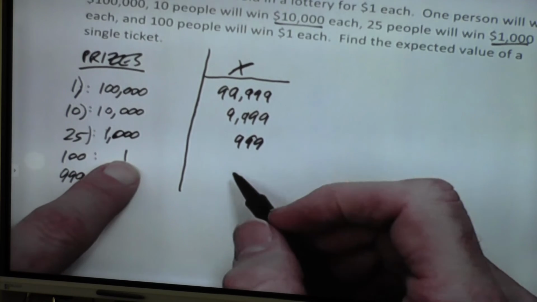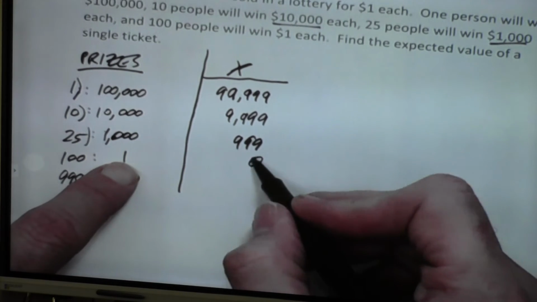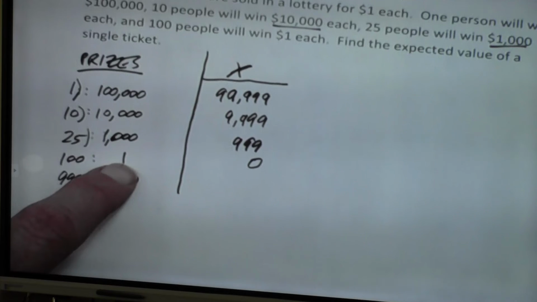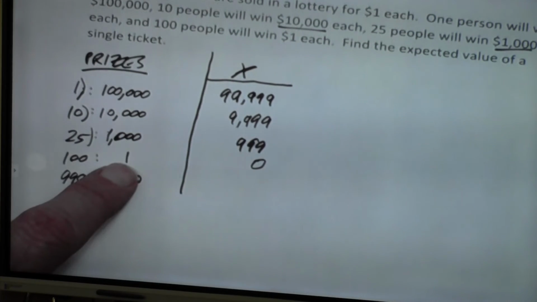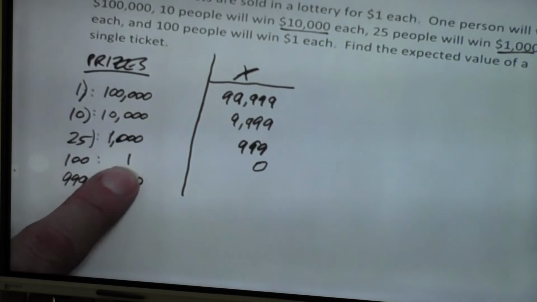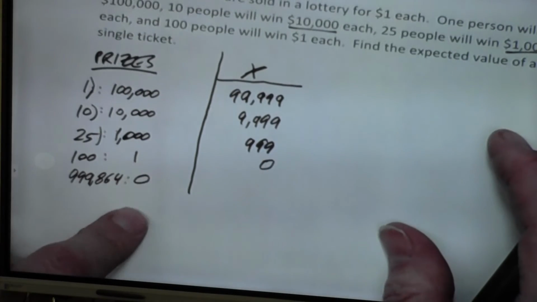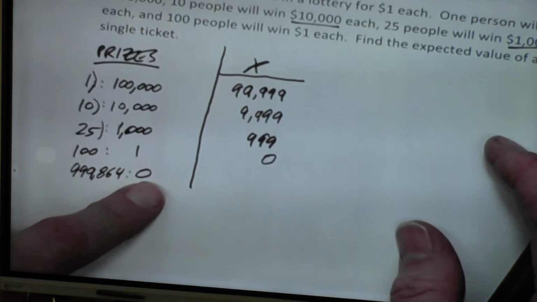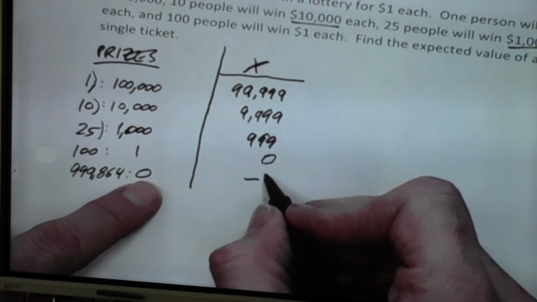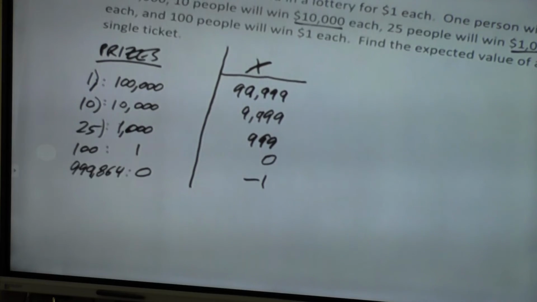And these people paid $1 and get $1 back, so they're just breaking even, nothing more. And all the rest of the people paid $1 and lost it. It's not that they don't get a prize, they actually are down $1. So they're all at a -1.